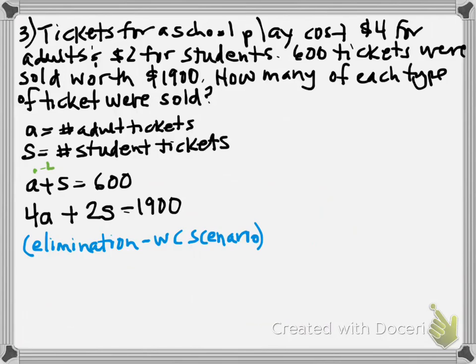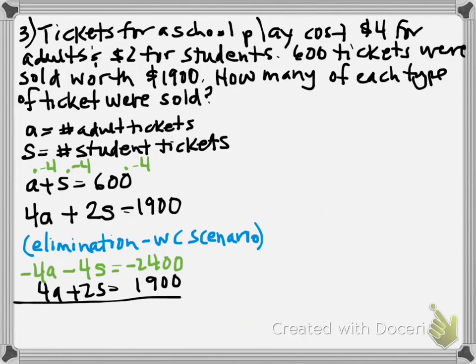-4? Okay. So I like how Nicole realized I got to change signs. So she gets -4A minus 4S equals -2400. And then the other equation didn't get touched: 4A plus 2S equals 1900. So we're going to add these two equations together. It eliminates the A's, and we get -2S equals -500. Divide by -2, and we get S equals 250.